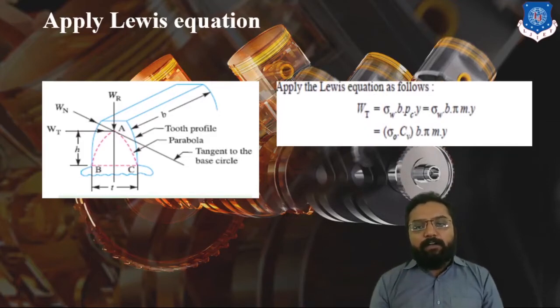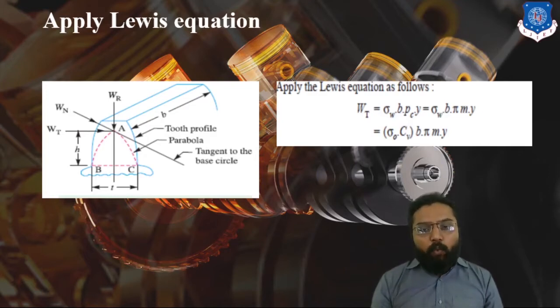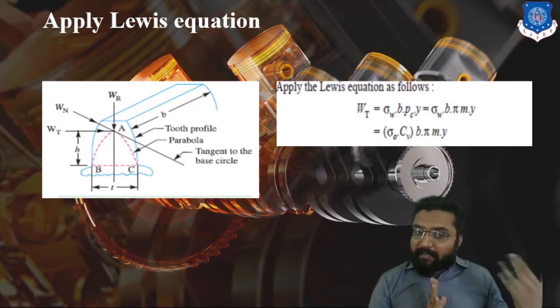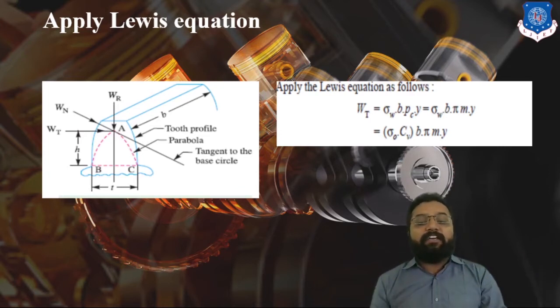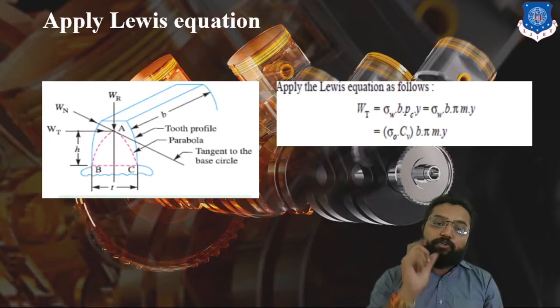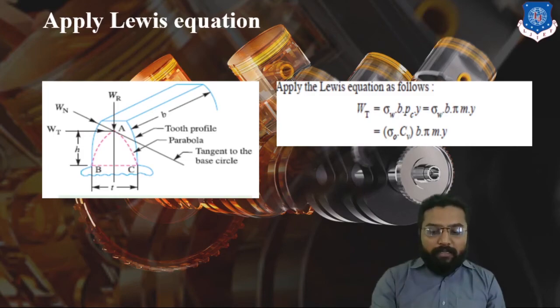That equation is Wt equal to sigma W into B into pi into M into Y, where sigma W is the working stress, B is your face width, M is the module, which is the ratio of diameter to teeth, and Y is the Lewis form factor, which depends on the type of your tooth, whether it is 14 and a half degree, 20 degree full depth, or 20 degree stub. Here the working stress is sigma allowable into CV, where CV also depends on your velocity V, which you can find from either the pinion or the gear.